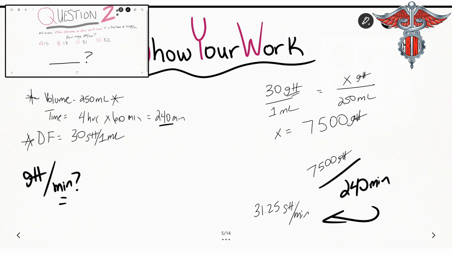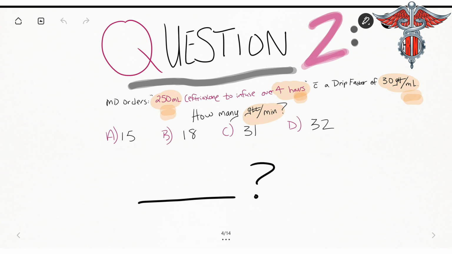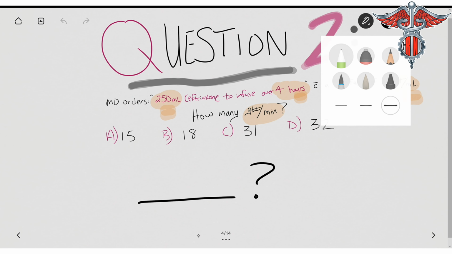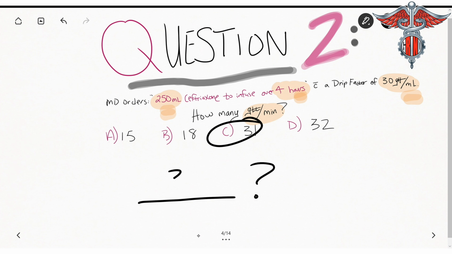And so whenever you look at your answer choices, you can see that 31 and 32 are both an answer. And since we have 31.25, we're going to round down to 31. And 31 is going to be your answer. 31 drops per minute. Let's go ahead and move on to the next question.